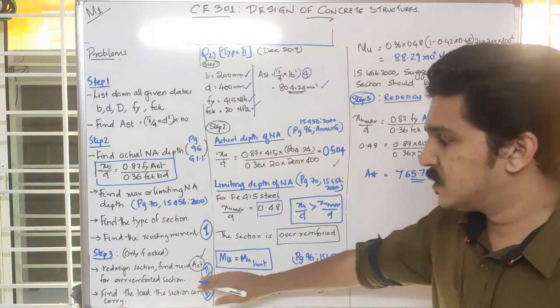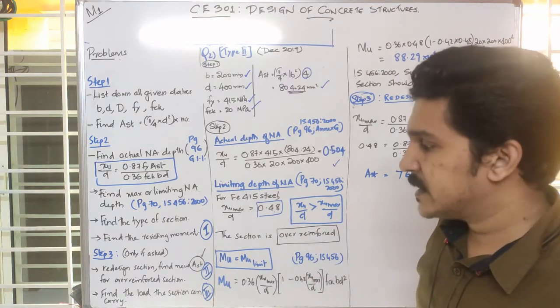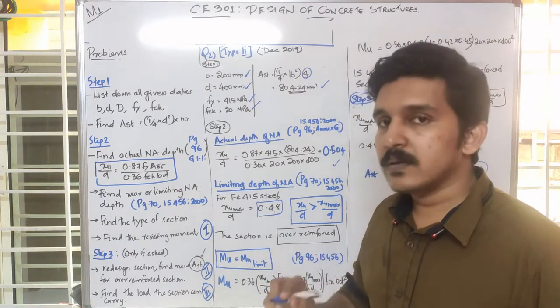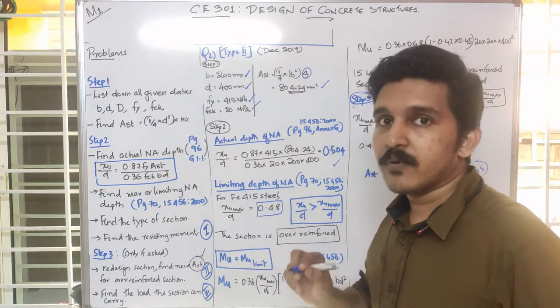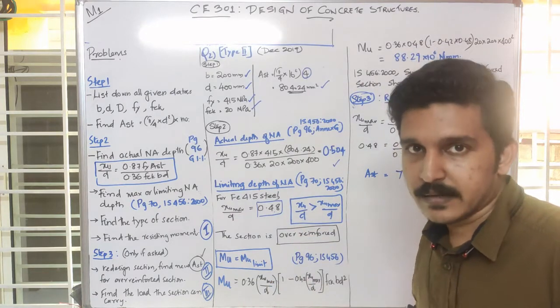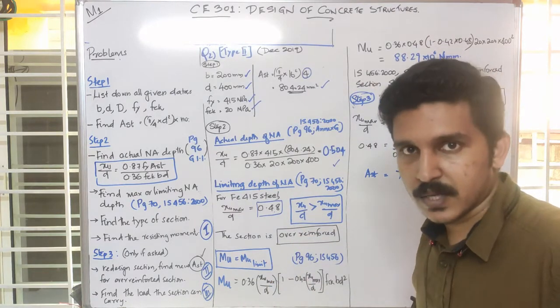So this is the type 2. And also now we will discuss another type of question, that is regarding when a load is acting on the structure and what is the maximum load, what is the ultimate load that the structure can take. That will be the next part of this video.